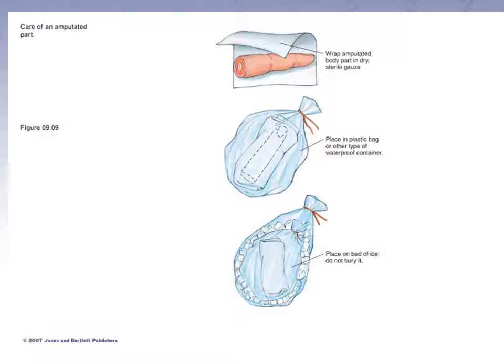an amputated part. So you'd wrap it in dry gauze, place the gauze in a plastic bag or a plastic container, and then place that container on a bed of ice. So it'll be cold, but it won't be frozen. You don't need to bury it. You don't need to do anything else with it. Just keep it on a bed of ice to keep it cool.